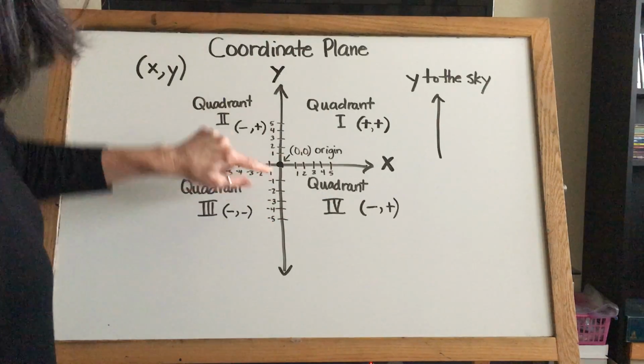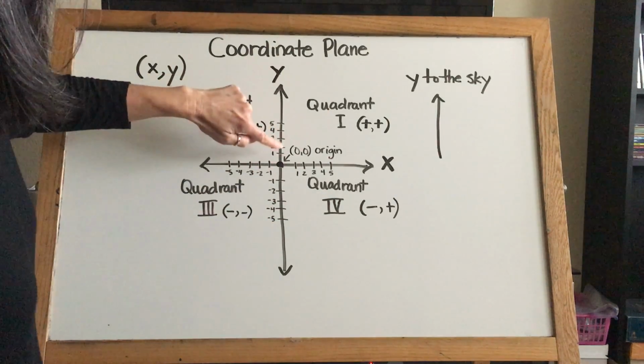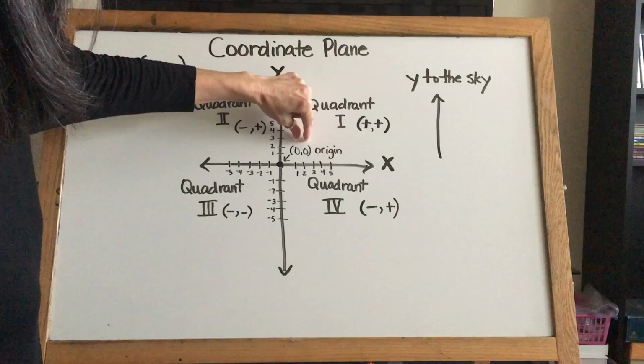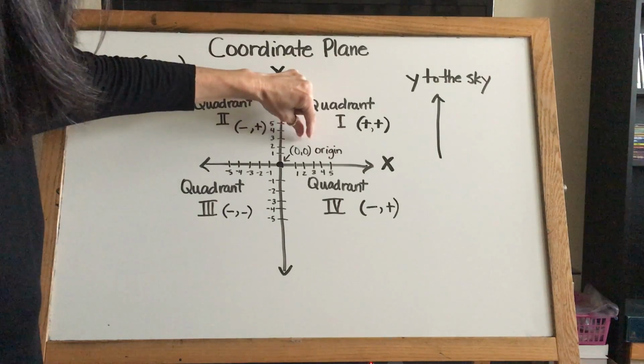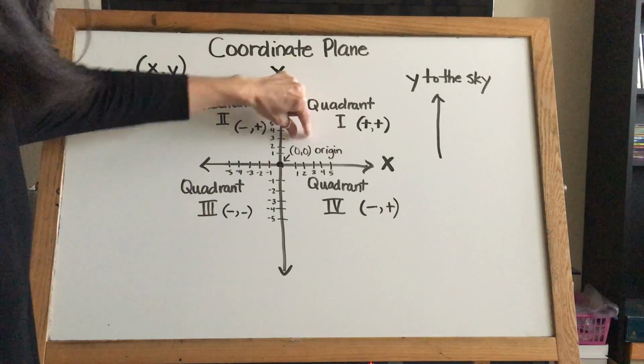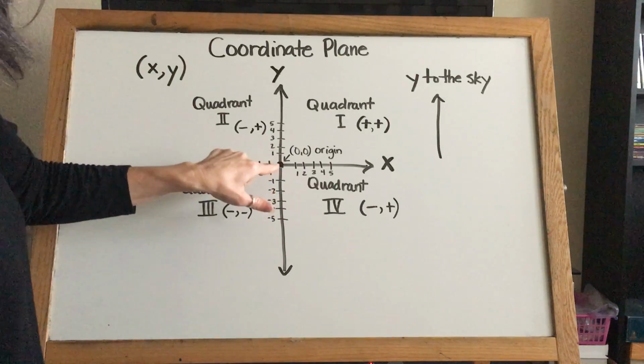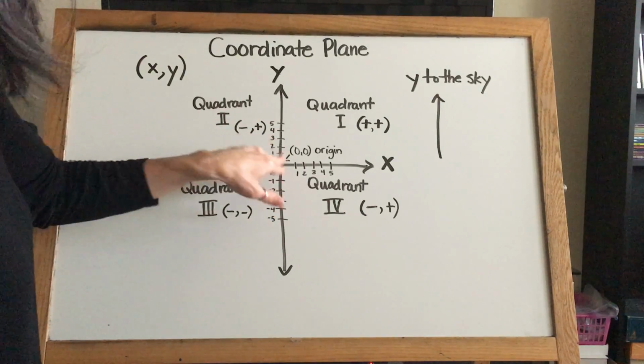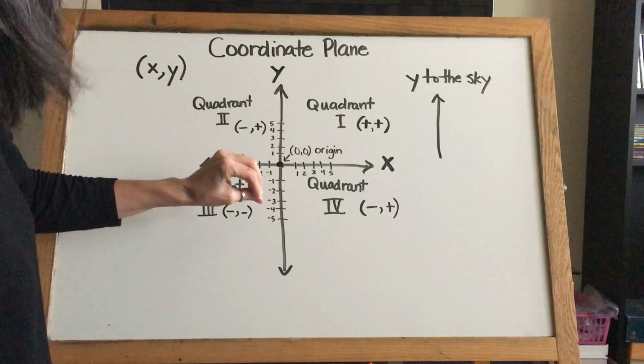So when you're looking at this, the ordered pair for your origin is 0, 0. So this is always 0, 0. And when you learn how to plot later, you're always going to start at the origin, okay?